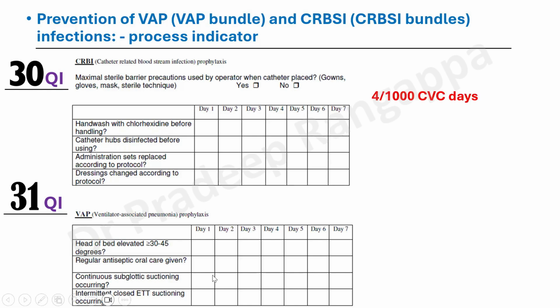So I won't be talking about that. The benchmark, as I said, was 4 per 1,000 central line days. For catheter related UTI, it is 6 per 1,000 catheter days. For ventilation, it is 18 per 1,000. These are the CDC benchmarks.